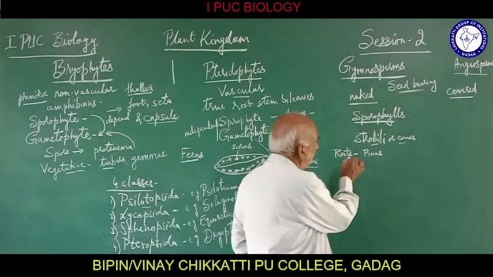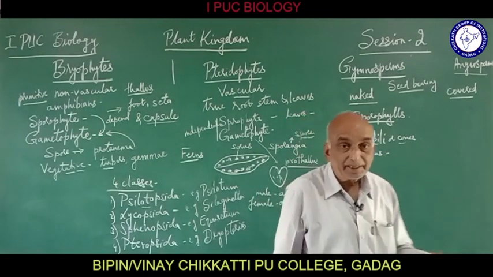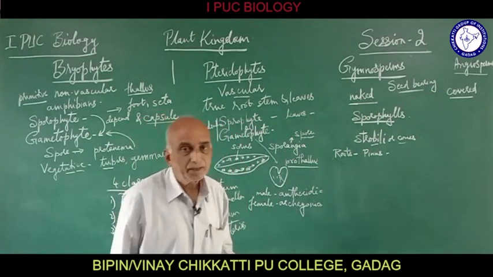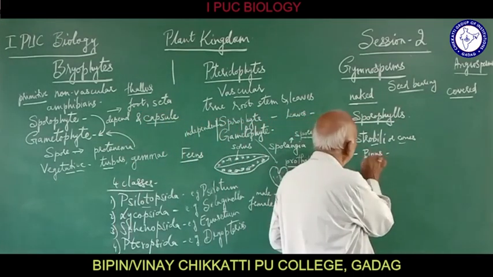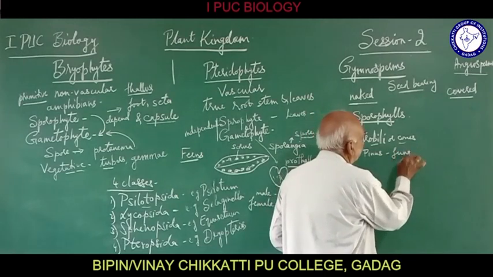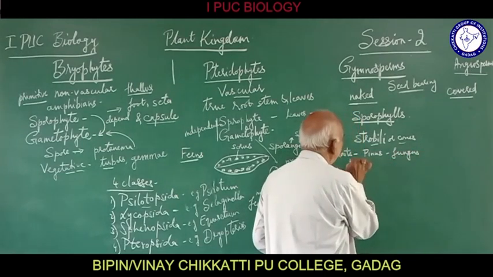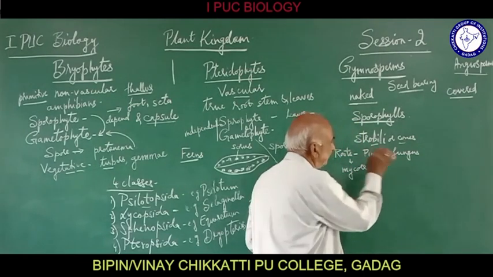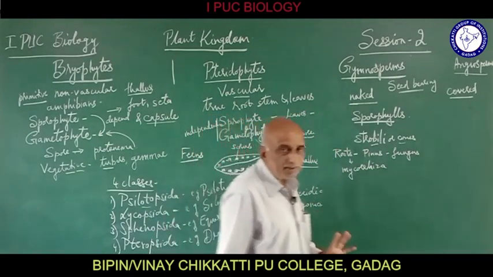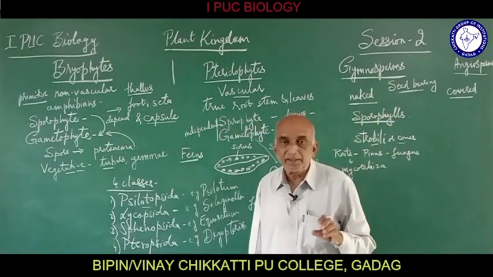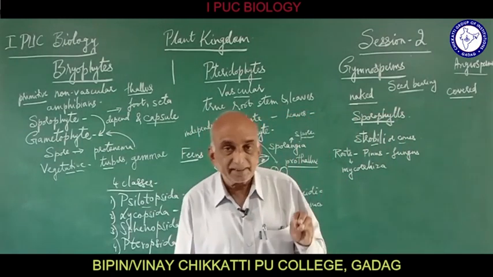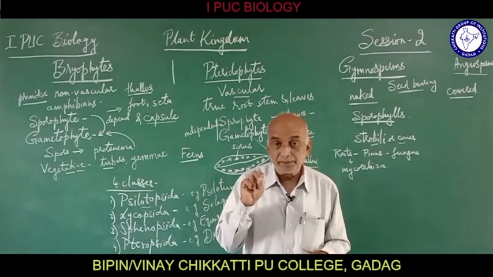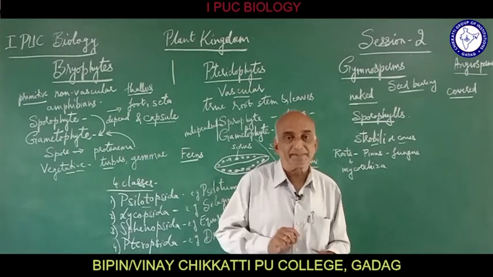the roots of Pinus are infected by some fungus or fungi. This root which is infected with fungus is called mycorrhiza. So such roots are called mycorrhiza. Mycorrhiza means roots infected with fungus as a symbiotic association. When we say infected with fungus, it means that the fungus is not a parasite on the roots of Pinus.